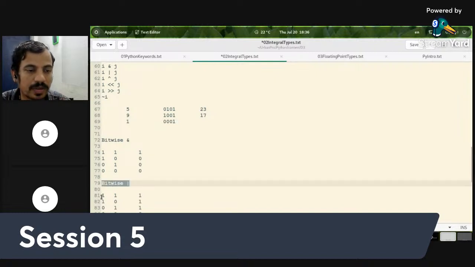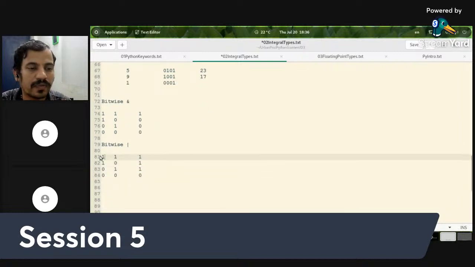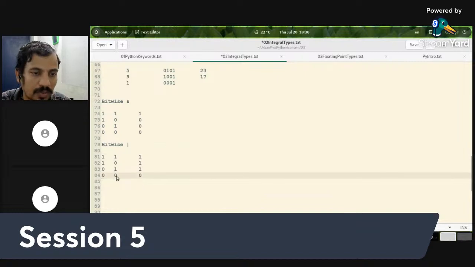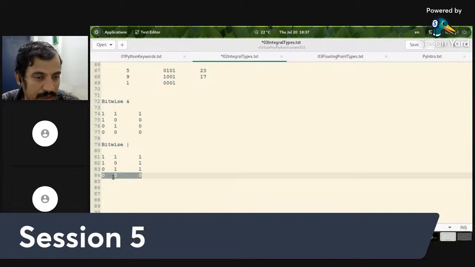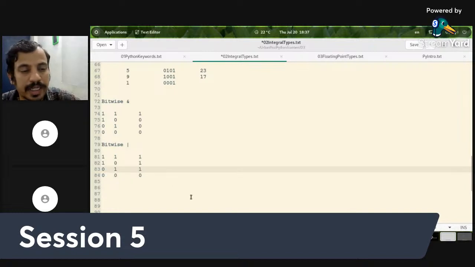Bitwise OR. So the rule table is this one, the highlighted one. If both the inputs are ones, output is 1. If one of the input is 1, then also the output is 1. Only when both inputs are 0, then the output is 0. In the bitwise AND, only when both inputs are 1, the result is 1. In all other cases, it is 0. Here, in bitwise OR, only when both of them are 0, then the result is 0. Otherwise, the result is 1. Did you understand this, Tanmay? Yes, sir.